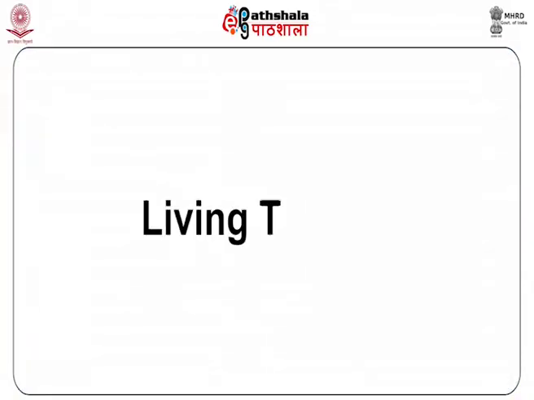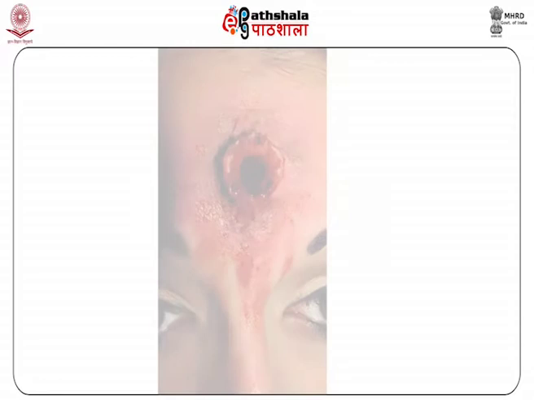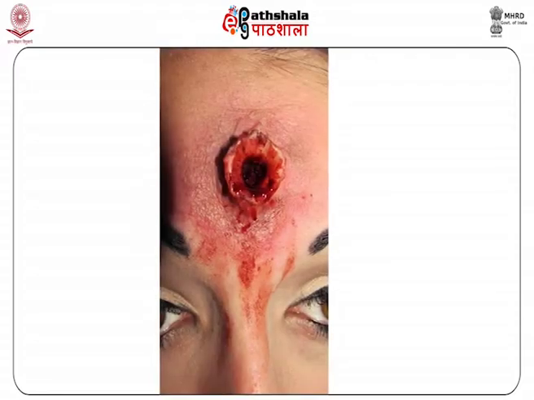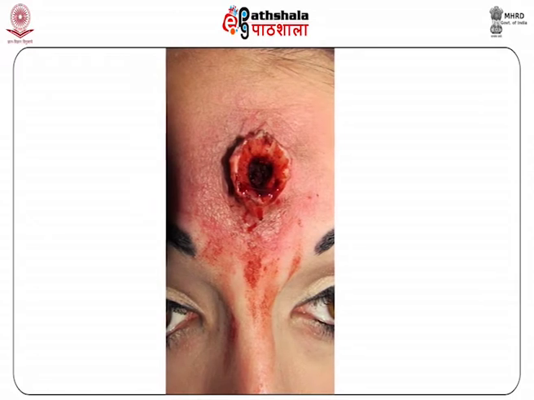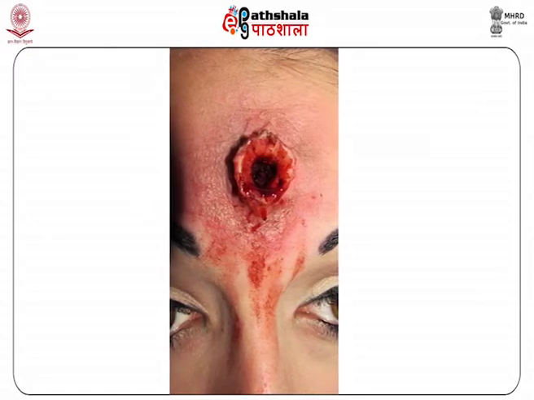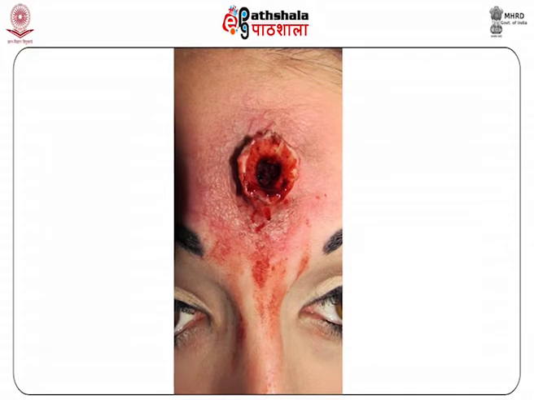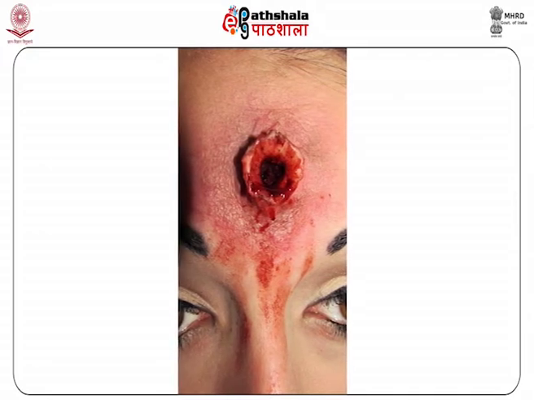Now let us discuss living targets. Living targets can be animals or human beings, especially when firearms are used for murders or suicide, resulting in injuries on the body as well as inside the body.